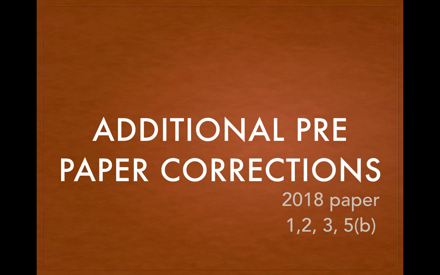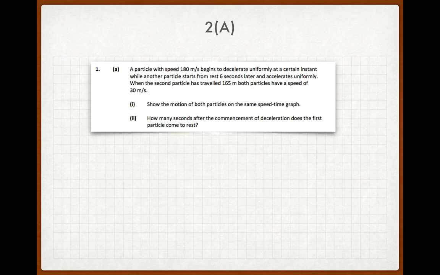Here we go. These are the 4 questions that you asked me to do in 2018. So question 1: a particle with speed 180 meters per second begins to decelerate uniformly at a certain instance, while another particle starts from rest 6 seconds later and accelerates uniformly. When the second particle has travelled 165 meters, both particles have a speed of 30 meters per second.